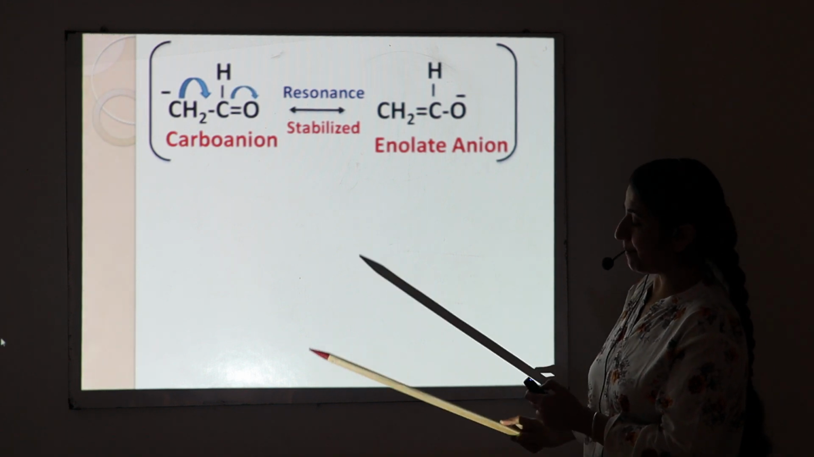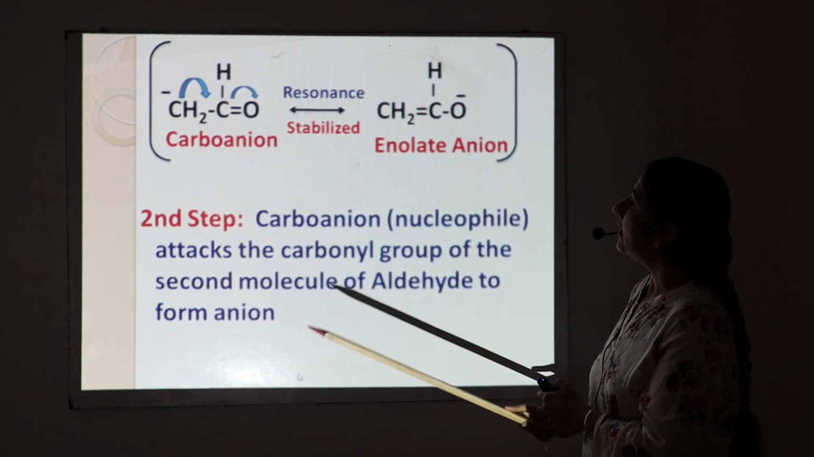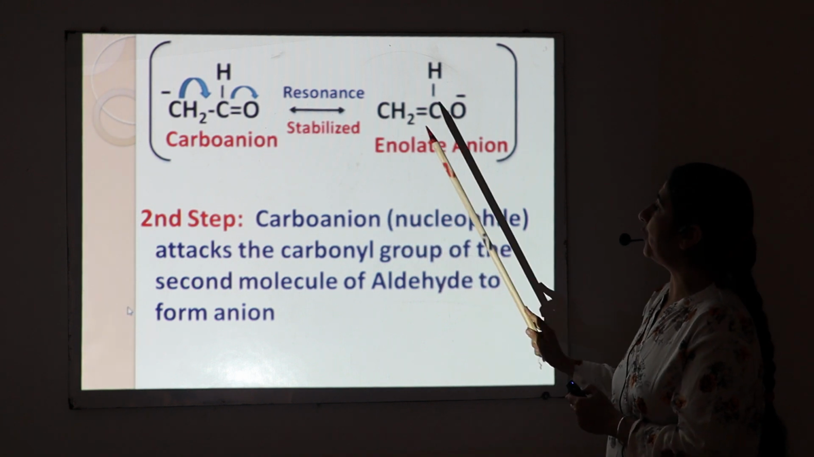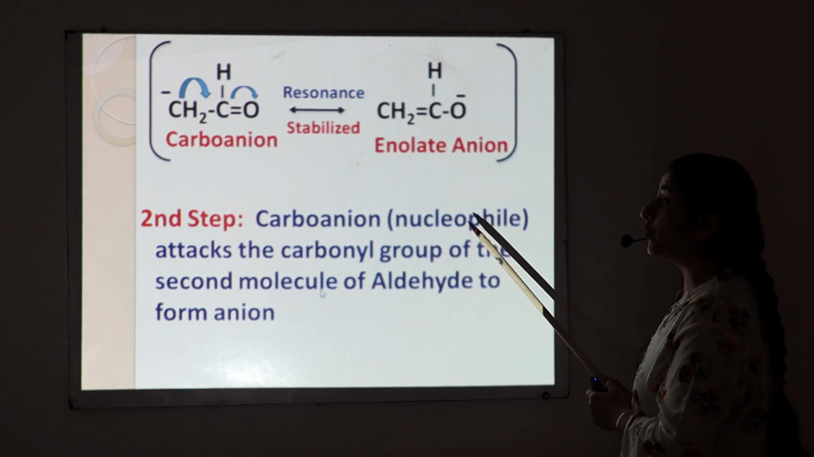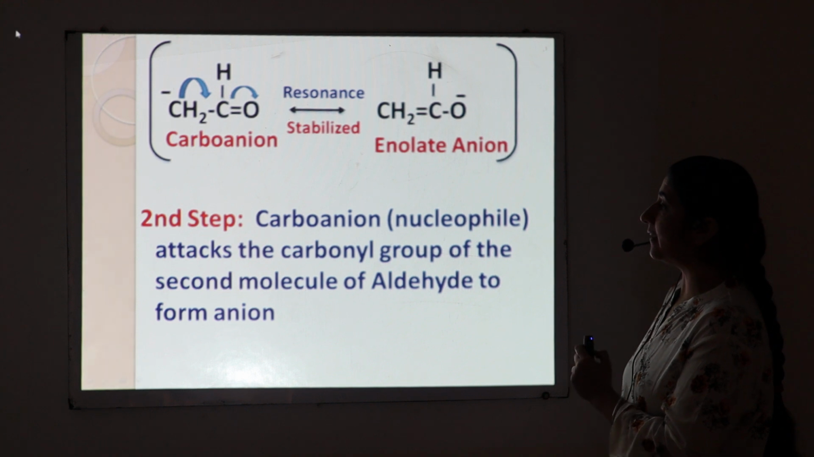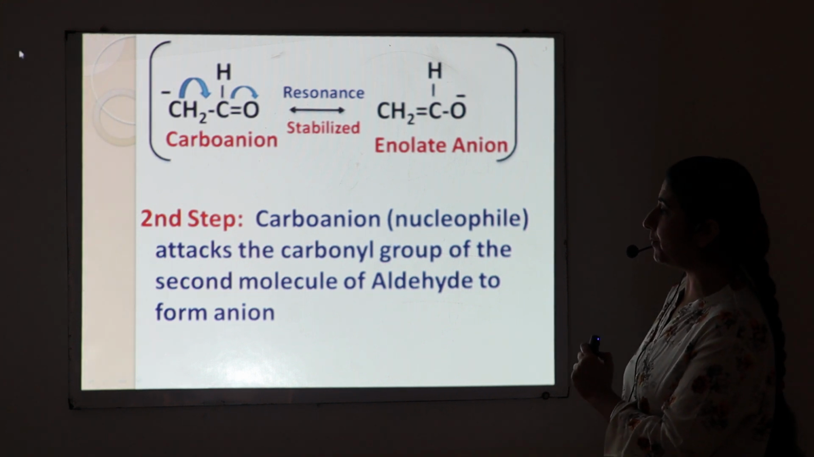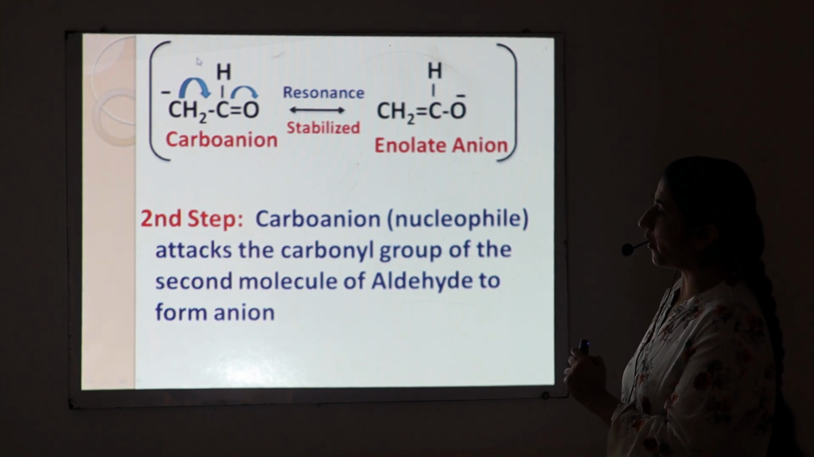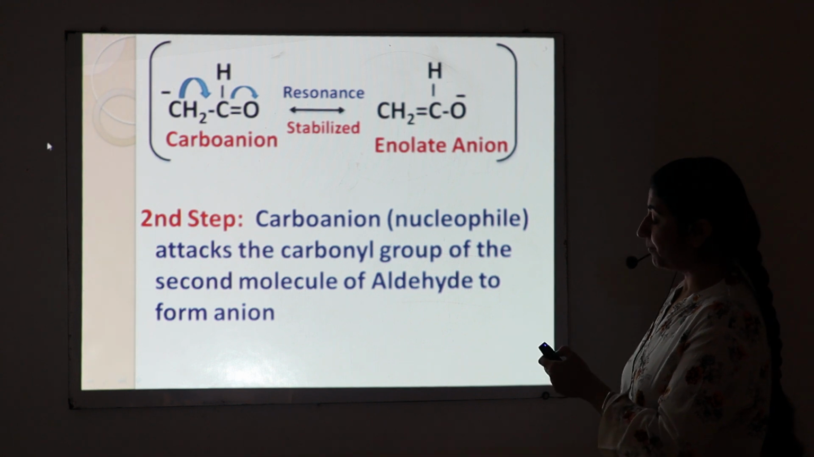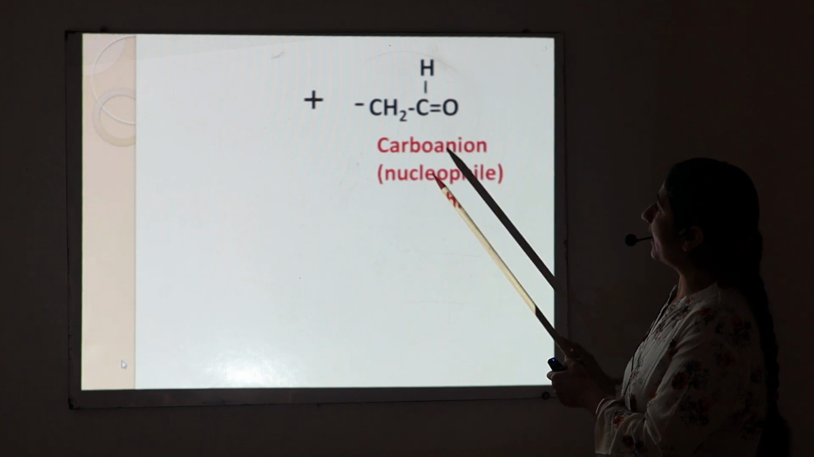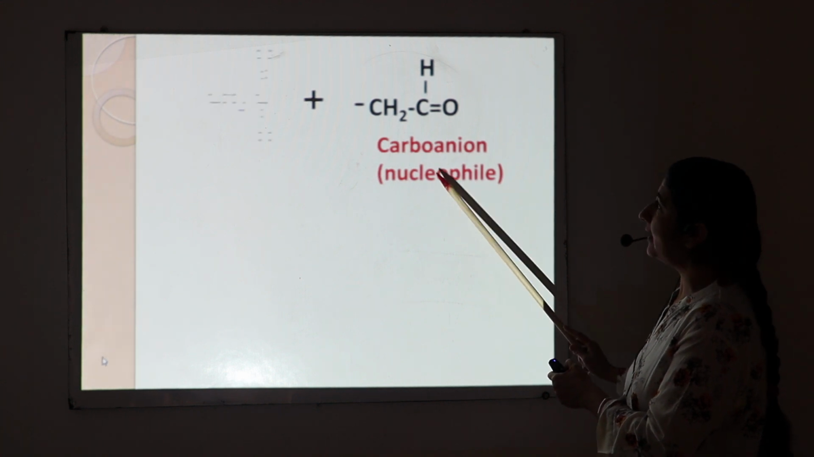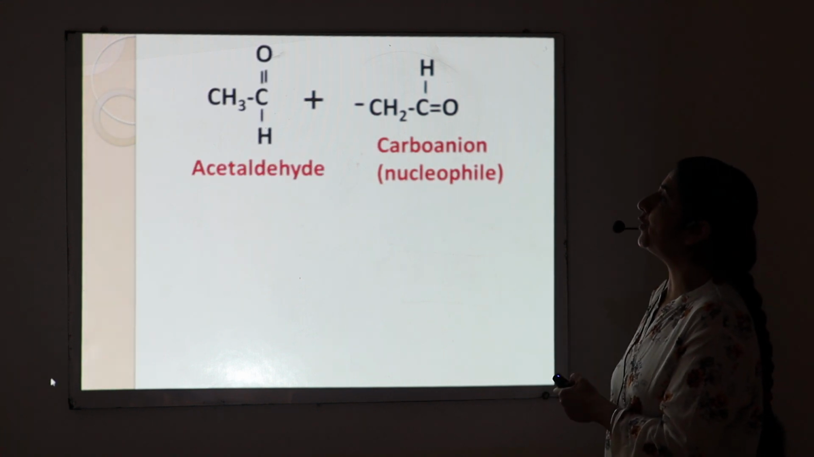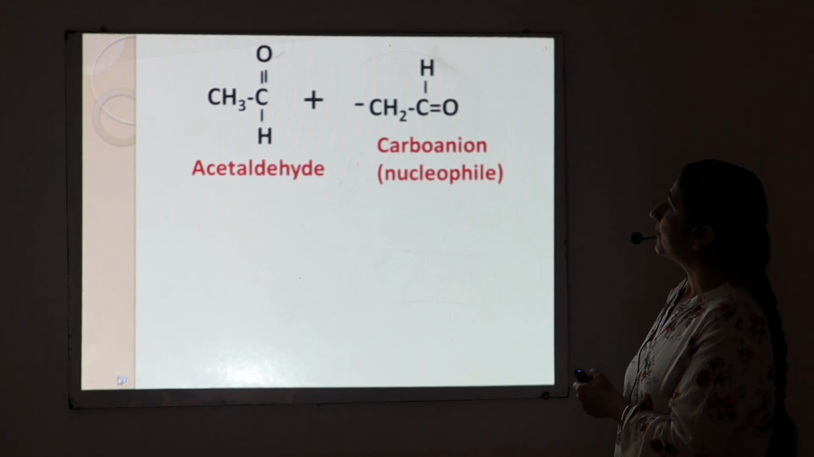So the second step, in which the carbanion or enolate ion acts as a nucleophile which attacks the carbonyl group of the second molecule of the aldehyde to form an anion. So we have a carbanion which acts as a nucleophile that reacts with the second molecule of acetaldehyde.